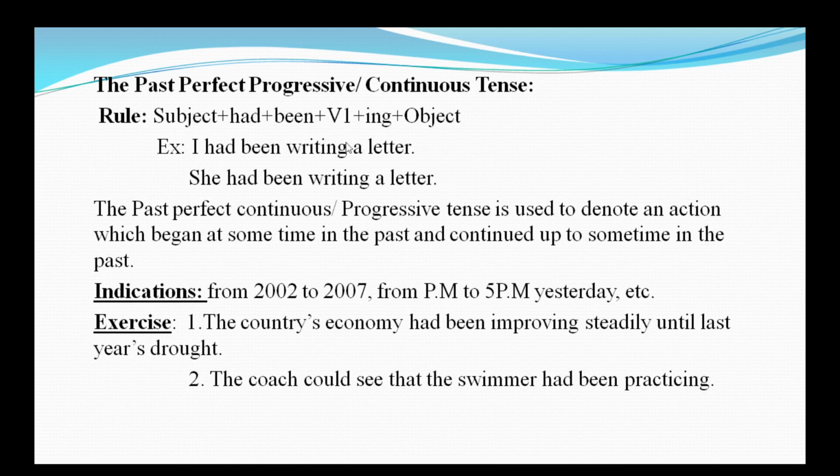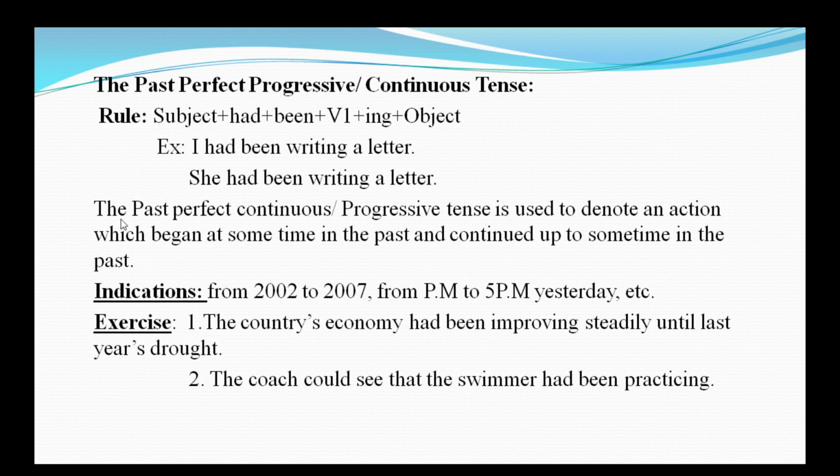Main verb, here inform is added to the main verb. A is an article, letter is the object. In the same way, she is the subject, had been is the past perfect progressive form of the auxiliary verb. Here, main verb is writing. Next, A is an article, letter is the object.